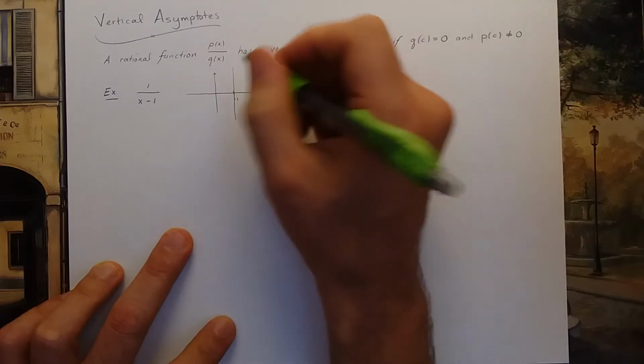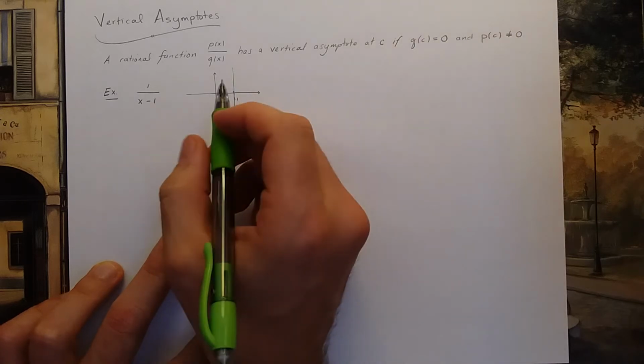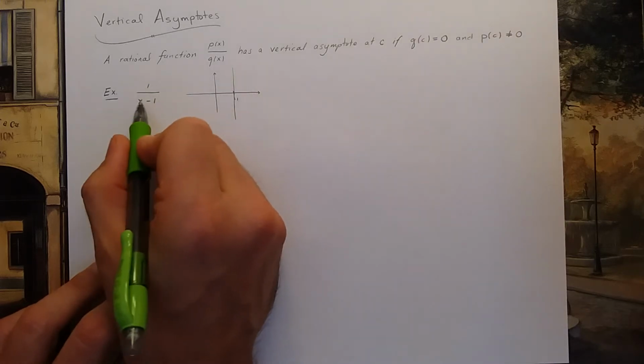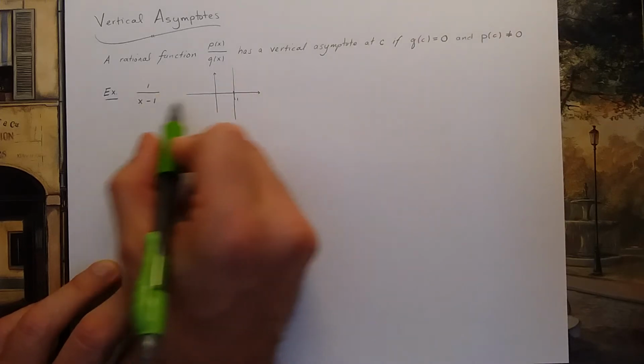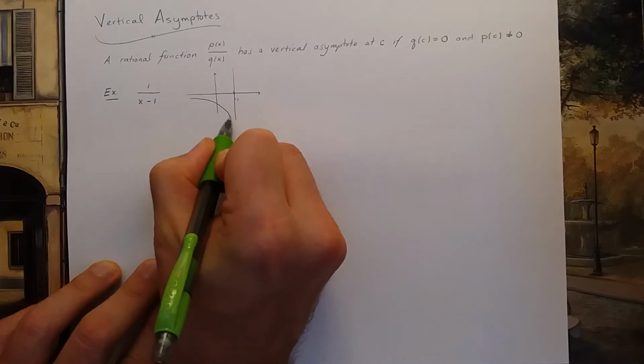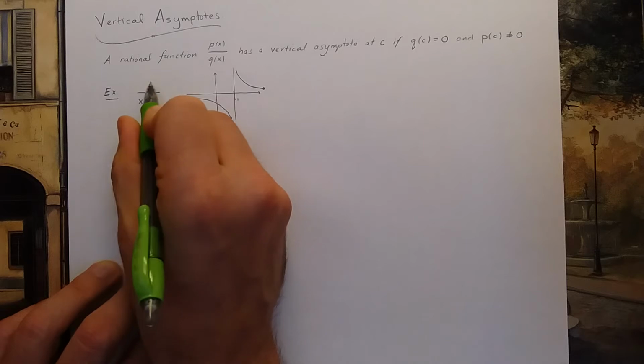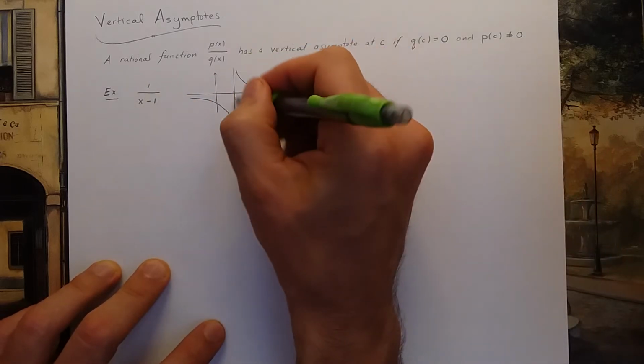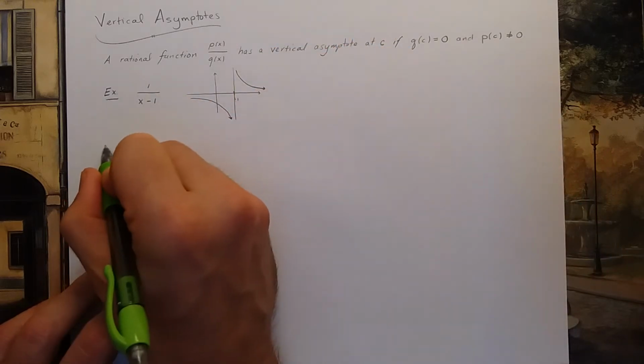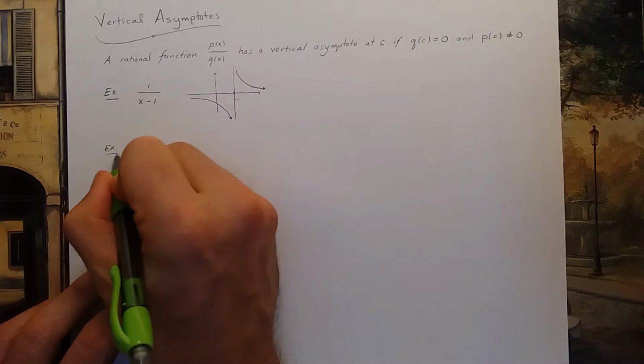So there's x equals 1. I'm drawing some barrier. The graph of this function is similar to the graph of 1 over x, but just shifted. So this is the graph of the function 1 over x minus 1. The vertical asymptote is here. Let's do a couple more examples.